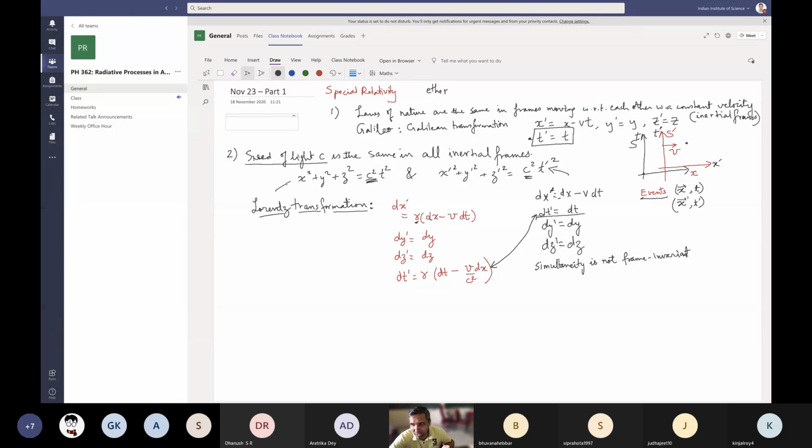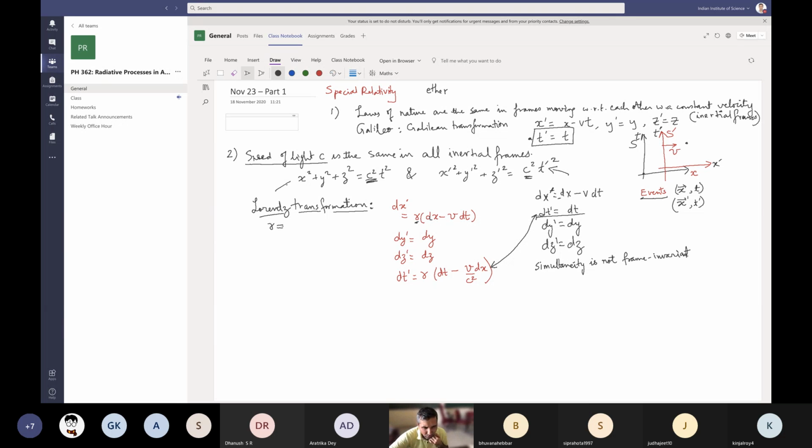Because we are just talking about inertial frames. And this is a very, very different physical principle compared to Galilean invariance. Okay. I know this one looks like the Galilean transformation. So, let me tell you what gamma is.